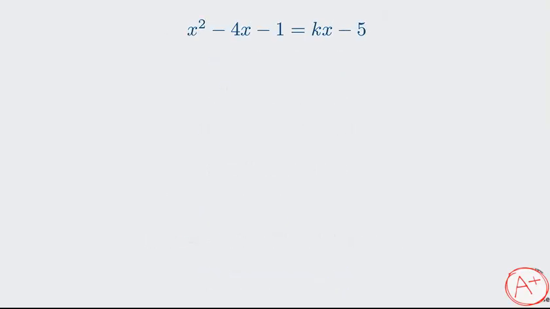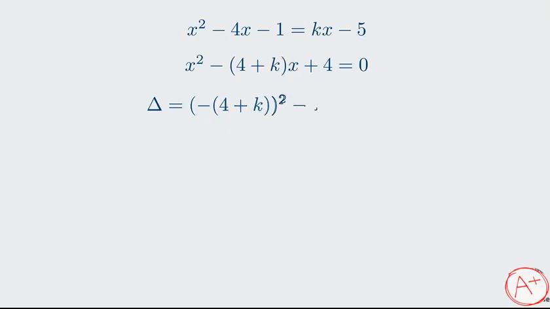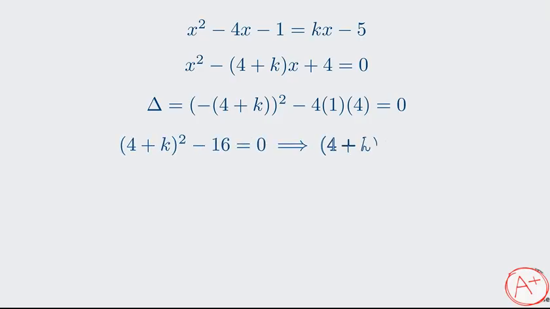Now for the medium question. We set the equations equal and rearrange to get x squared minus (4 plus k) x plus 4 equals 0. For a tangent, the discriminant delta equals 0. (-(4 plus k)) squared minus 4 times 1 times 4 equals 0. Simplifying, (4 plus k) squared minus 16 equals 0. So (4 plus k) squared equals 16. Taking the square root, 4 plus k equals 4, or 4 plus k equals -4. So k equals 0 or k equals -8.